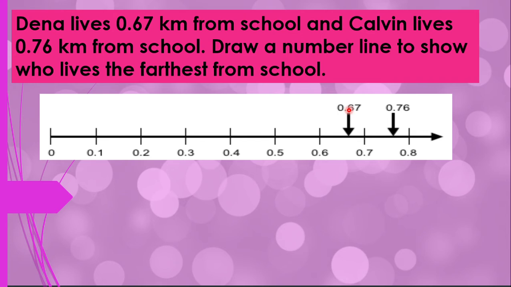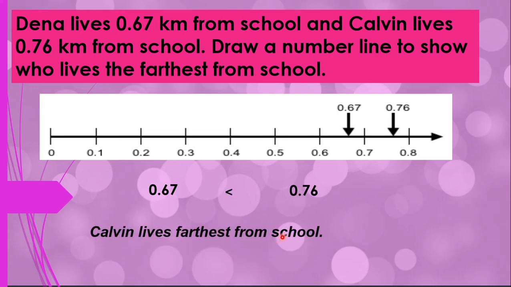Then Calvin lives 0.76. So you should know where it comes on a number line. It comes between 0.7 and 0.8. So it comes over here, 0.76. So now who do you think lives the furthest from the school? Dina or Calvin? Yes, it's Calvin who lives furthest from the school.